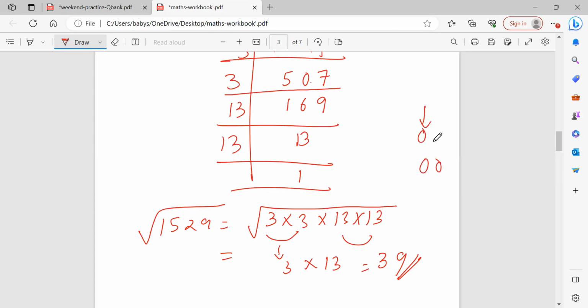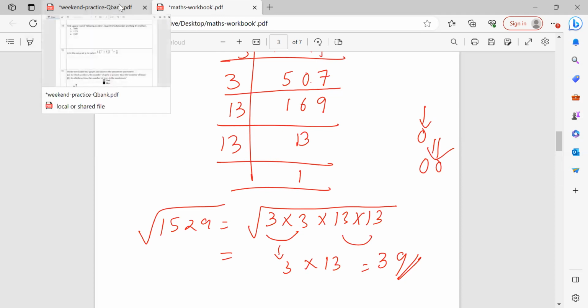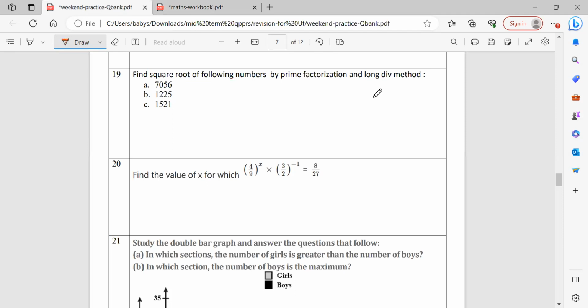You'll have to bring 2 zeros down in the case of squares and square roots. So we'll see some examples later on. From this exam point of view, we'll stick to the syllabus and go only with this.